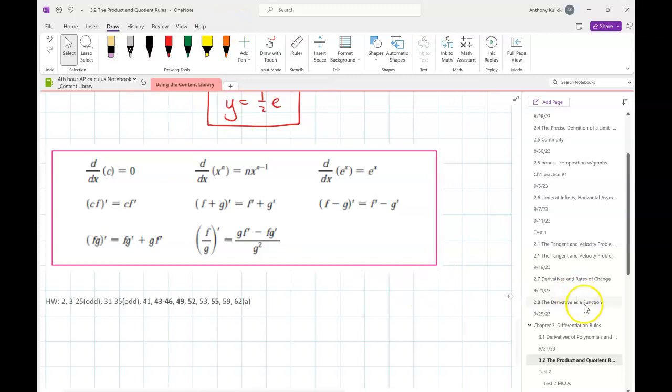So we got like 10 minutes left. I want to talk a little bit about this test coming up like Thursday next week, right? I think this is the tentative scheduled day I have for that.